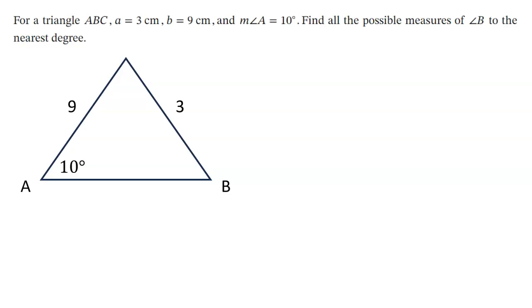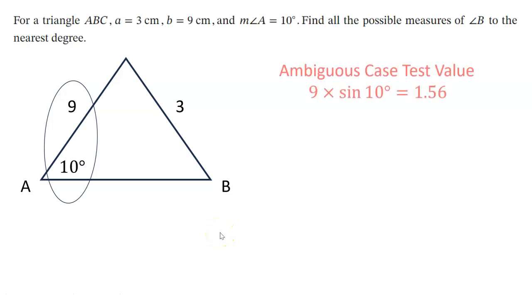So what I do is I take the side and the angle that are nearest to each other, the 9 and the 10 degrees, and I multiply 9 times the sine of 10 degrees, because that would tell us how high this length is here. And then I can gauge what's happening with the 3 in relation to it. So I end up with a test value of 1.56. That's when 9, the adjacent side to the angle, is multiplied by the sine of that angle, and it creates a value. And that value is critical for us in determining where we go next.